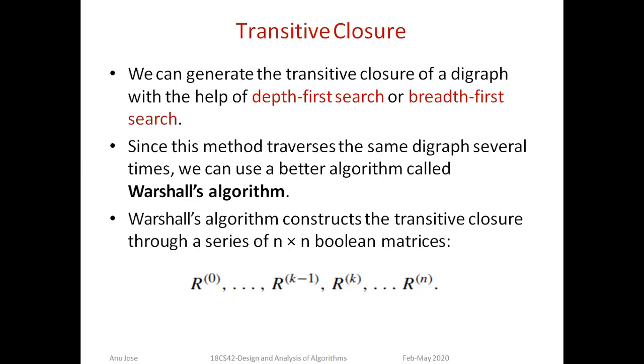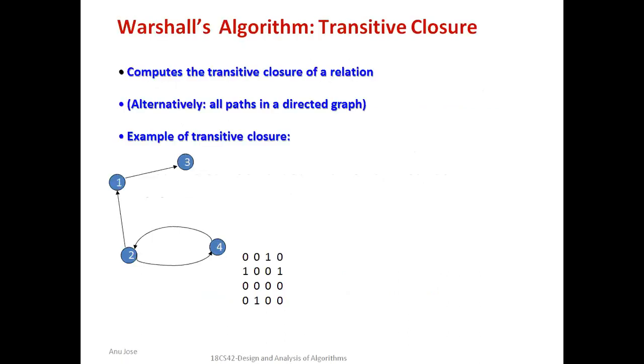For that, it uses a set of n by n Boolean matrices like R0, R1, R2, and so on up to Rn, where Rn will be your final resultant transitive closure matrix. R0 is your adjacency matrix, the input you are giving to the algorithm. R1 will be based on R0 and R2 will be based on R1. Like that, in each step you are finding a new set of paths. We will see the details of Warshall's algorithm.